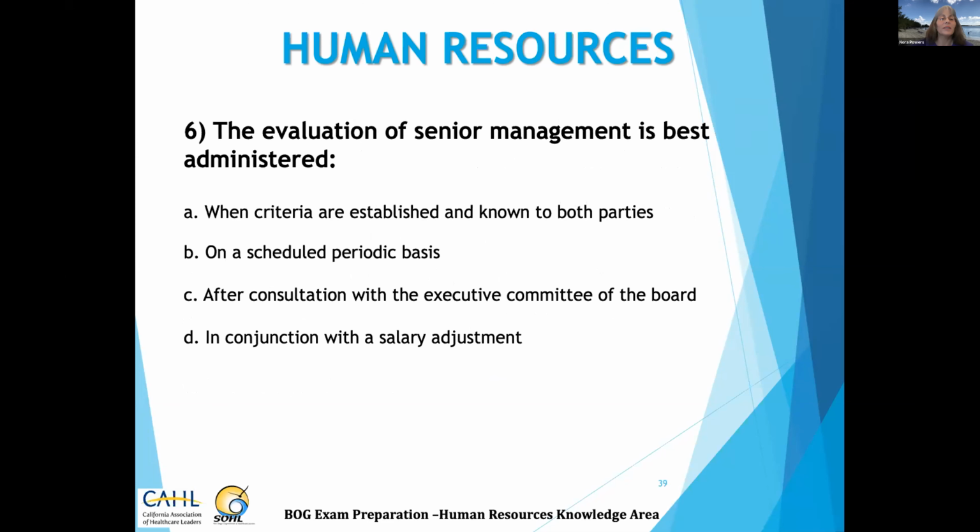Okay, next question. The evaluation of senior management is best administered when criteria are established and known to both parties, on a scheduled periodic basis, after consultation with the executive committee of the board, or in conjunction with the salary adjustment. And again, if you go back to the question, best administered, how is it best administered? And let's see, what are we getting? B's.